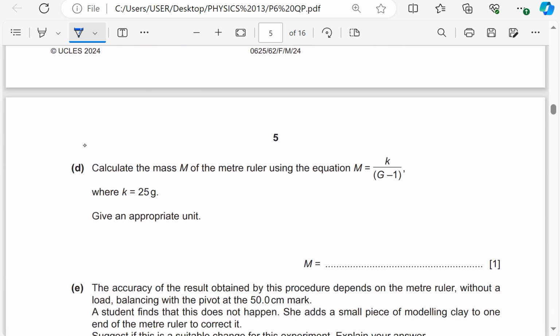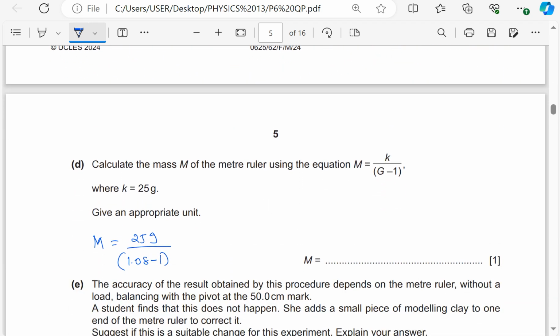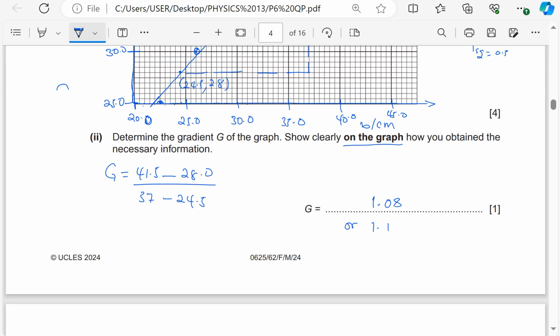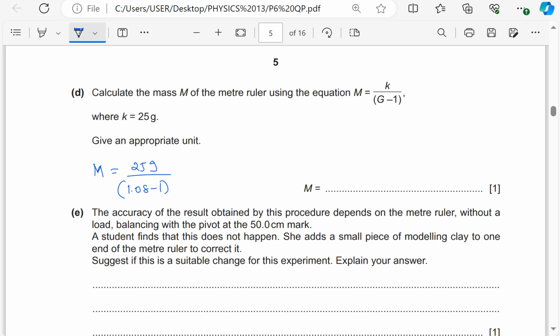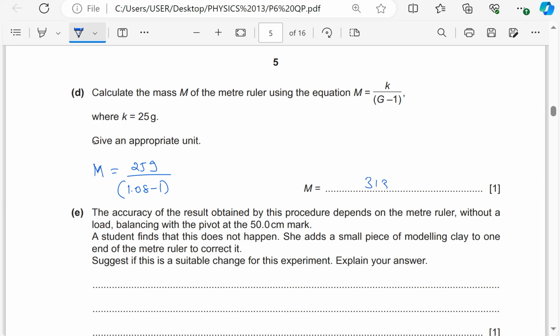Then calculate the mass m of the meter rule using the equation m is equal to k over g minus 1. So I will substitute m is equal to k, which is 25 grams, divided by g. We have got g as 1.08, then minus 1. Of course, g has no units. The gradient had no units because on the vertical it was in centimeters and on the x-axis it is in centimeters. So I will take 1.08. Then minus 1, then 25 divided by the answer. So that is 312.5, or approximately 313. I'll write approximately 313 grams.